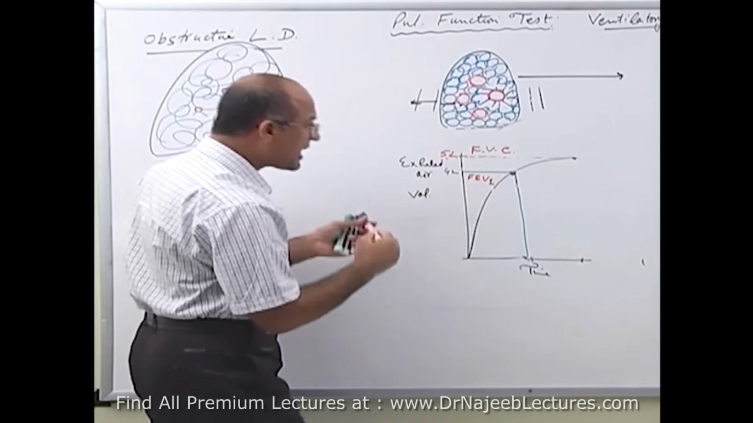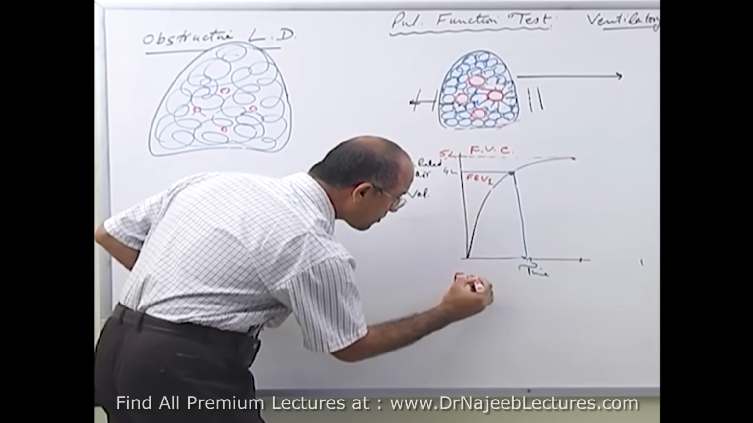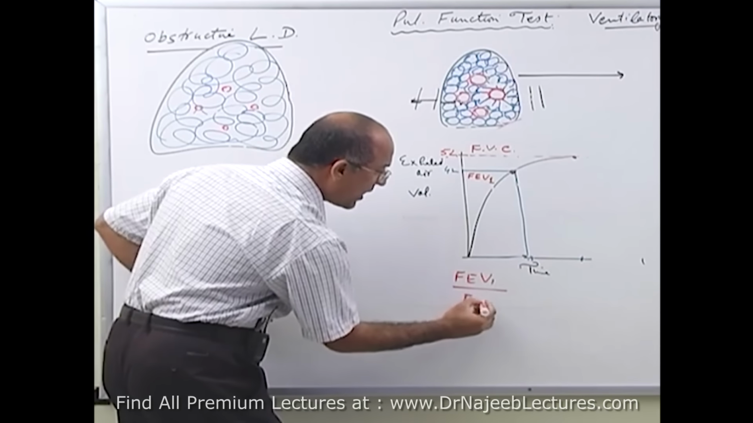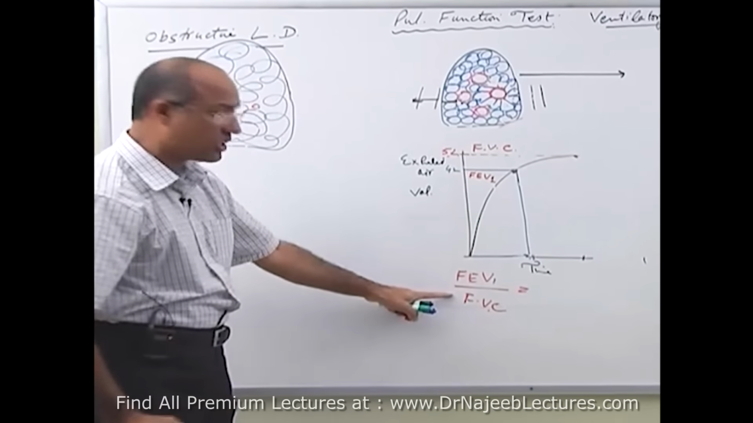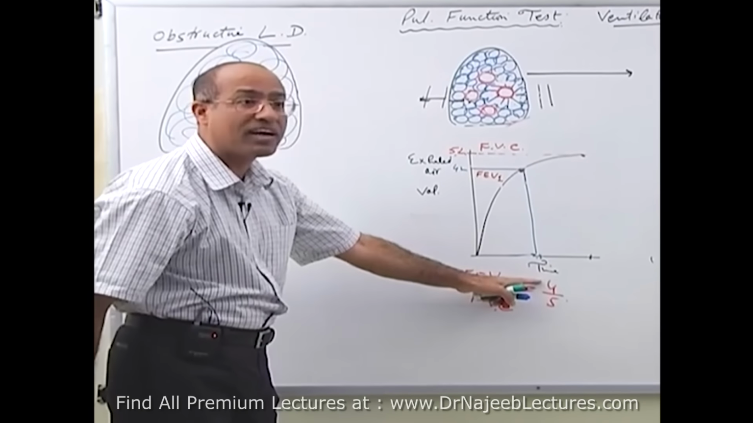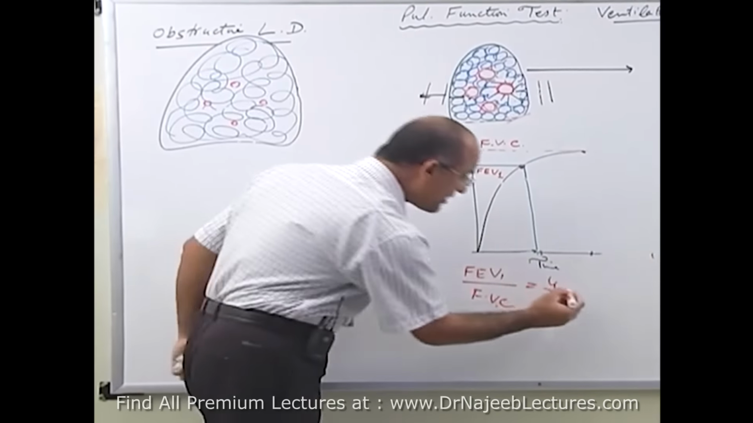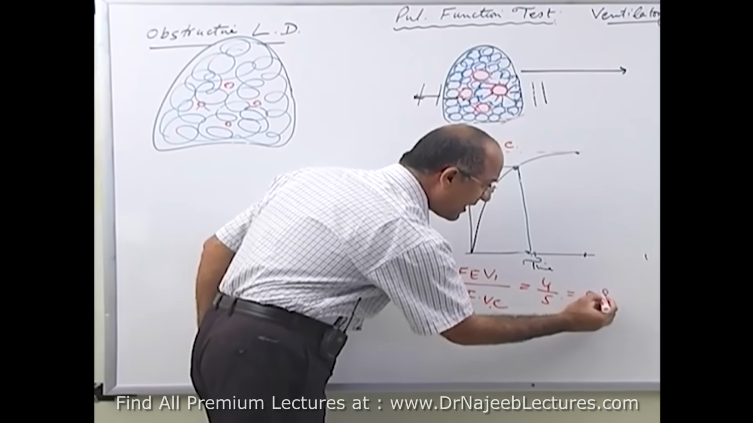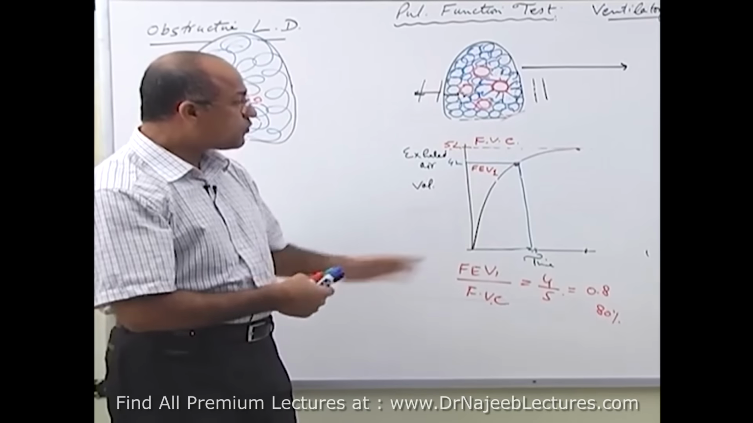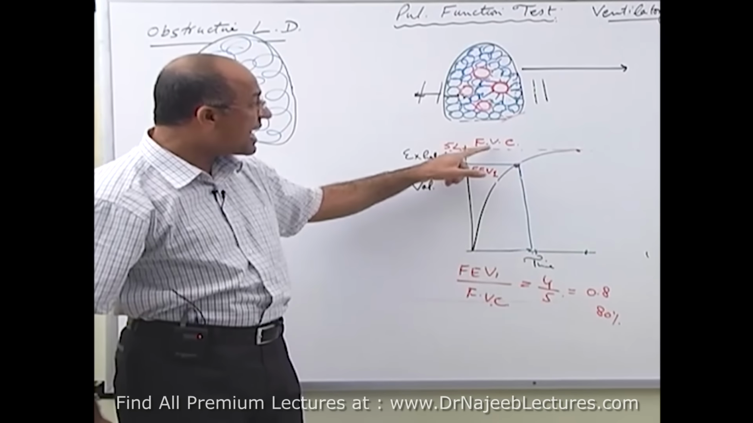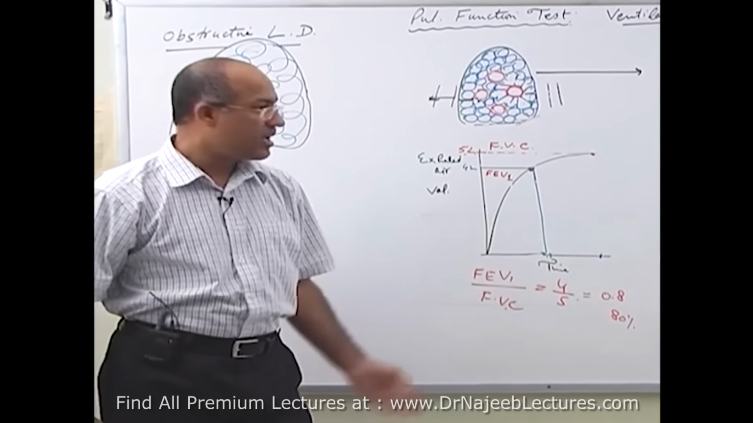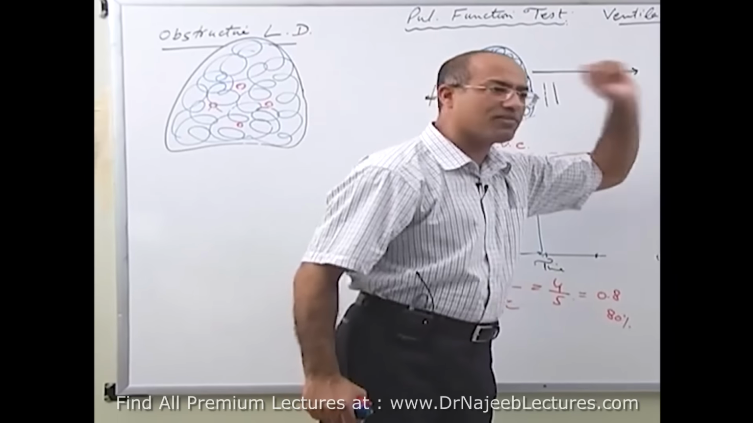So usually we make a ratio: forced expiratory volume in 1 second by forced vital capacity. What we are trying to determine by this ratio, here it is 4 by 5. Out of 5 liter, 4 liter was expelled out in the first second. So what is the percentage now? 0.8, or if you make a percentage, it will be 80%. If FEV1 by FVC is around 80%, that is normal. Am I clear?